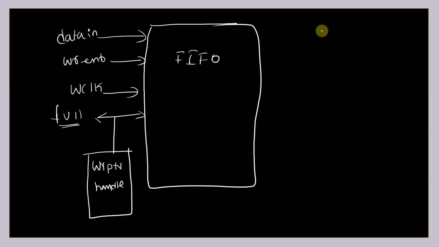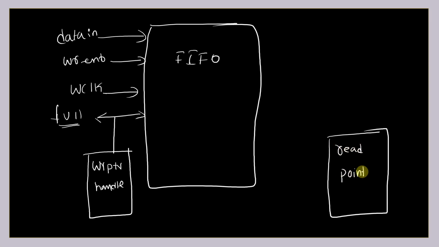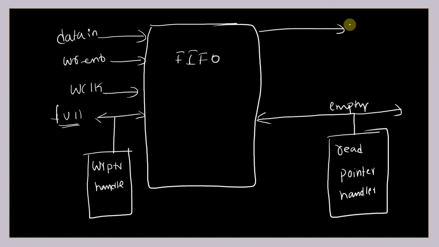And on the read side, I'm going to have a read pointer handler, which is basically going to give me the empty condition to the user as well as to the memory. And from here, I'm going to give my data_out, and I provide read enable, and the receiver's clock we give over here, and the empty condition is given.